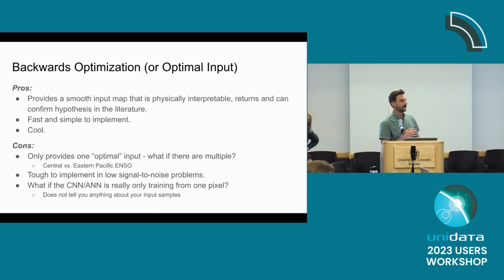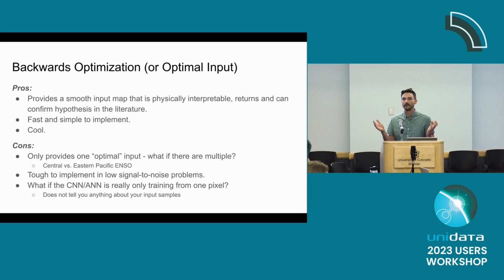Super fun method. It will reconstruct things that are physically interpretable for scientists like us that know the field well, so you can really lean on your domain knowledge to say, oh, this is really what the network is looking for. It's really fast and simple to implement, and when I first heard about it, I thought it was by far the coolest method ever. I was like, oh man, this solves all the problems. This is great. We can just run this backwards. Fantastic. However, it only provides one optimal input.